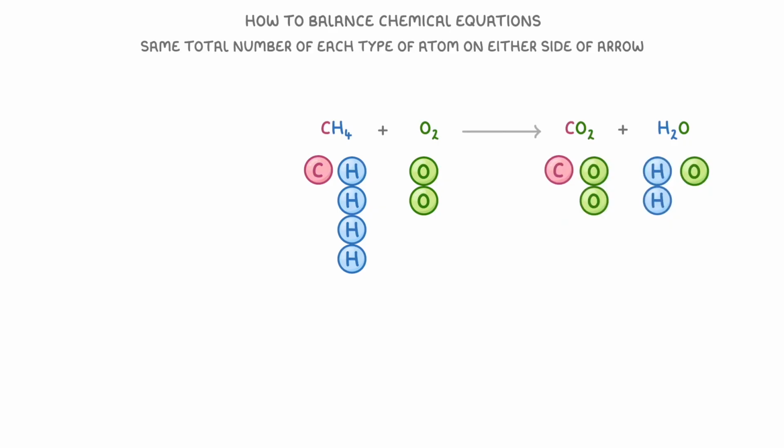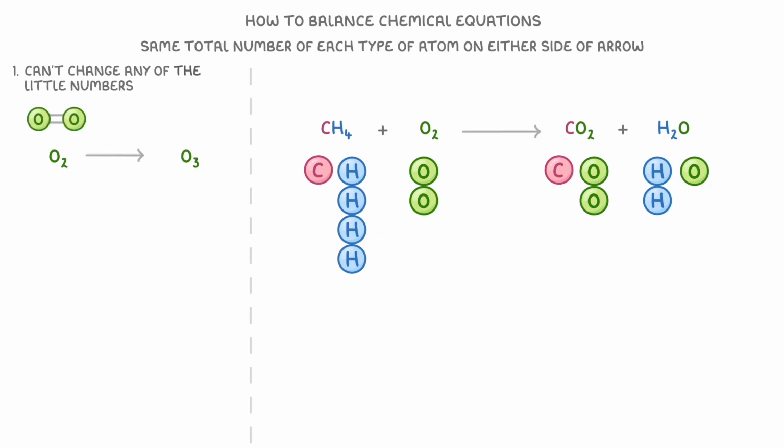Somehow, we need to increase the number of oxygens on the left and increase the number of hydrogens on the right. Now, it's totally fine if you can't immediately work out how to make it balance. Balancing equations is nearly always a process of trial and error where you just keep trying different numbers until you get the right answer. The first rule of balancing equations is that we can't change any of the little numbers though. This is because doing so would mean that we were changing the actual type of chemicals in our equation. As an example, if we change our O2 into an O3, we've accidentally changed it from an oxygen molecule into an ozone molecule, so an entirely different chemical substance altogether.